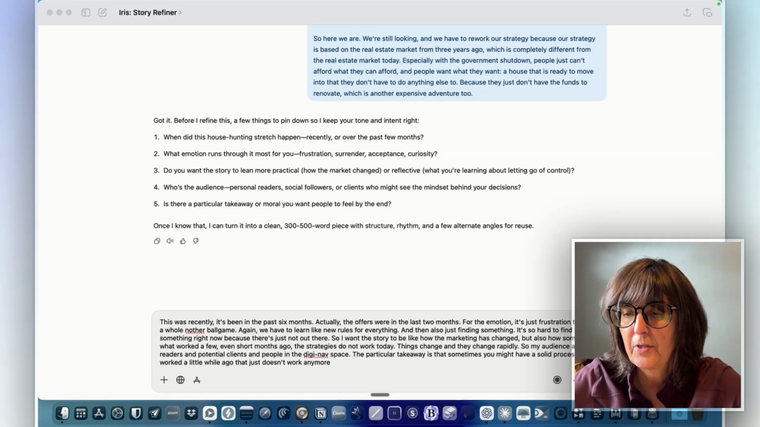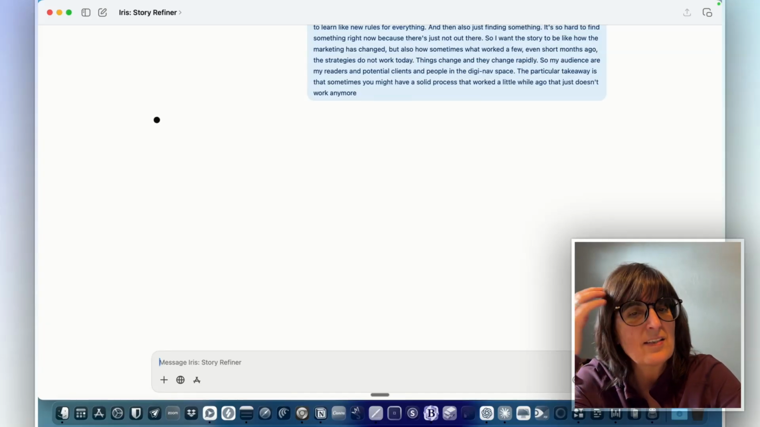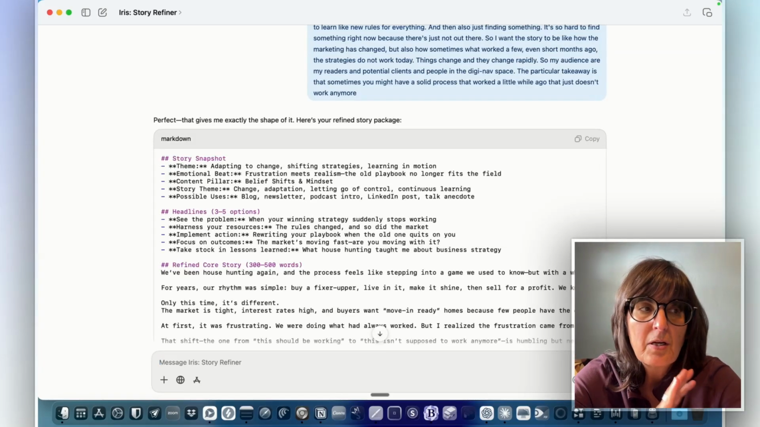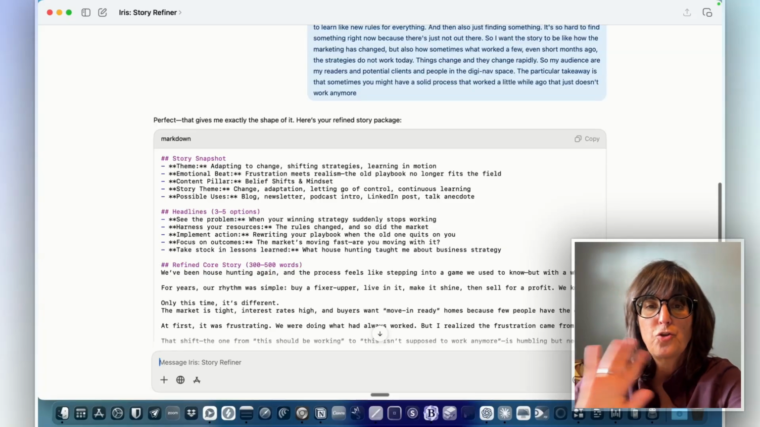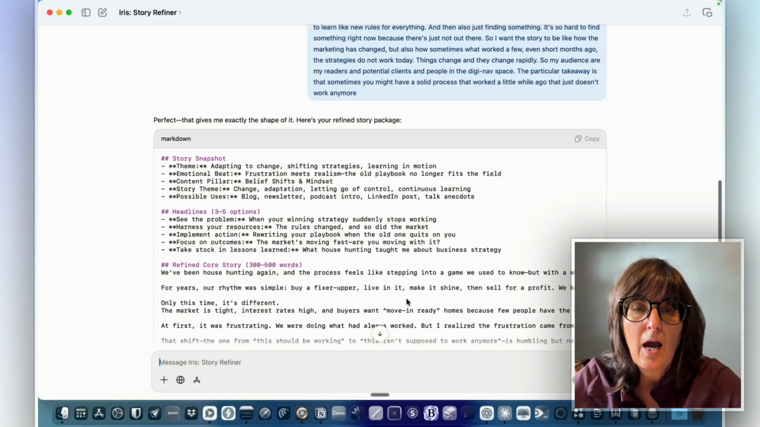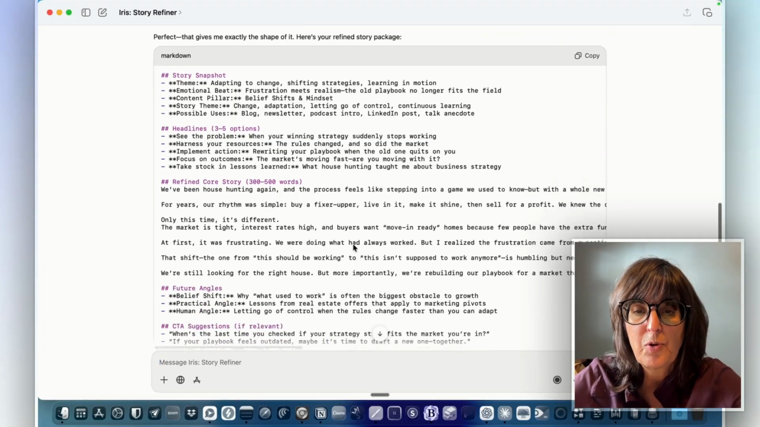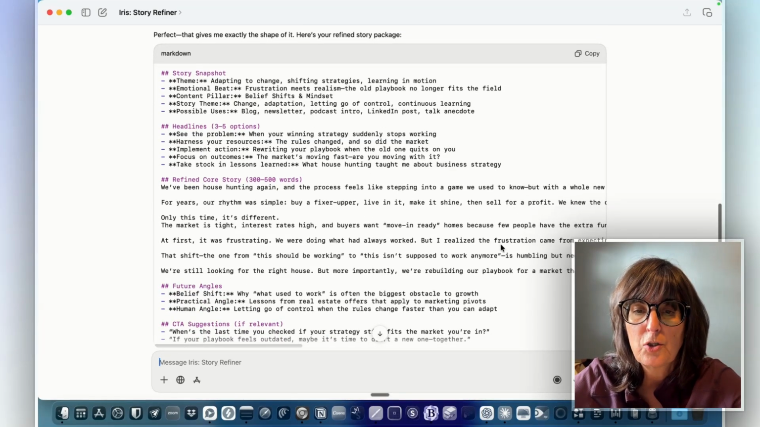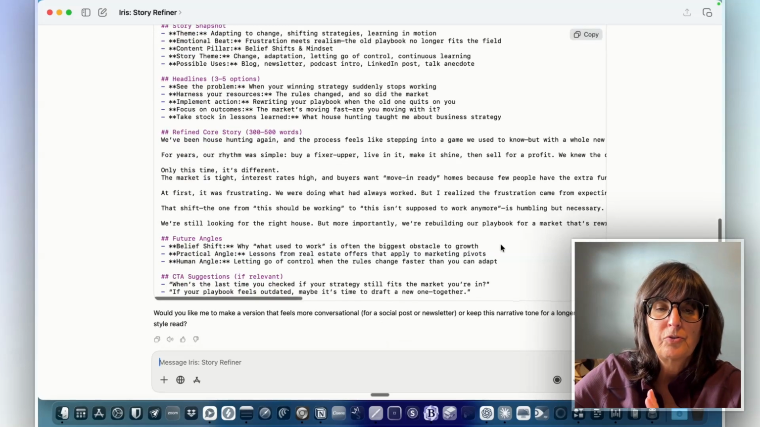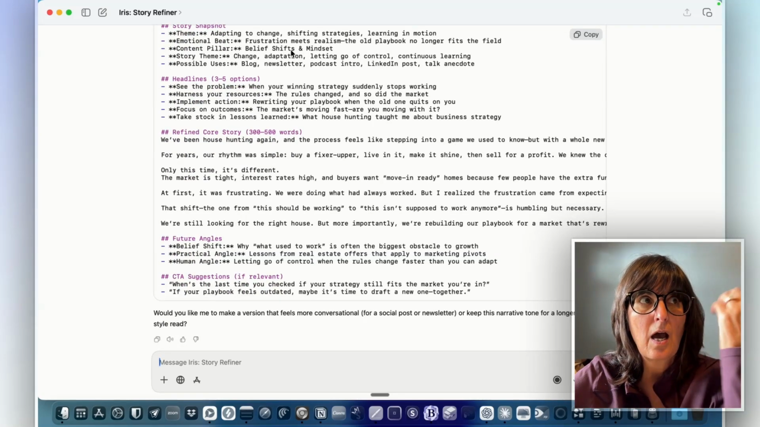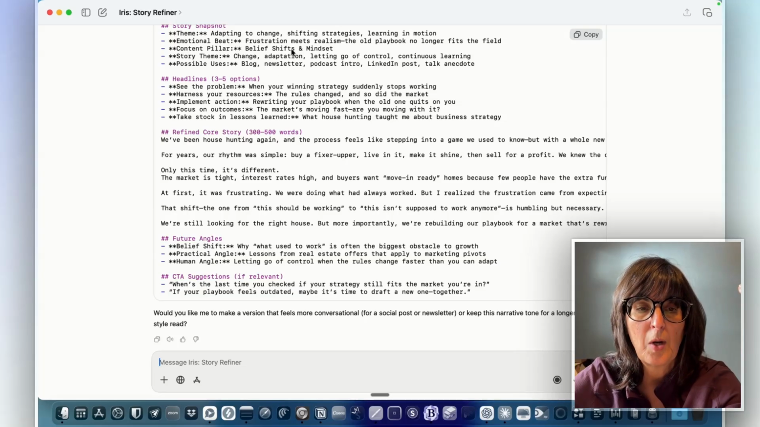So I gave it the answers to the 5 questions that it asked. Sometimes it asks a couple. Sometimes it says, hey, your story is great. And sometimes it just needs way more clarification. So now you can see that it has responded with a story snapshot and some possible headlines, and then the refined story and angles and calls to action and whatnot. And so what I would do with this is I would pop it into a Notion database, manually copy and paste it. Let me show you that.